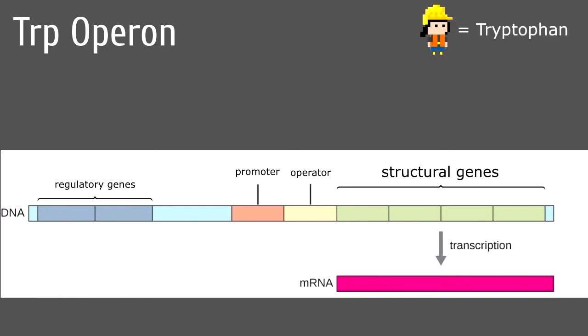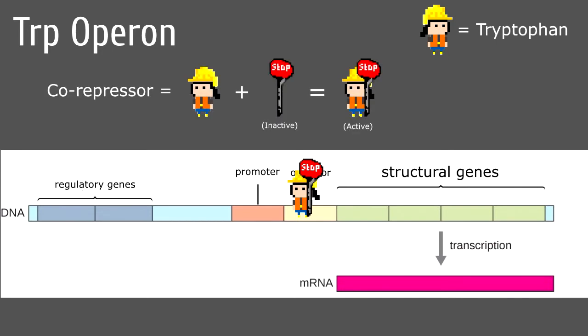When tryptophan is present in high concentrations, it acts as a co-repressor. A co-repressor is something that binds to the repressor, allowing it to bind to the operator and block RNA polymerase's transcription. No transcription occurs in this scenario.